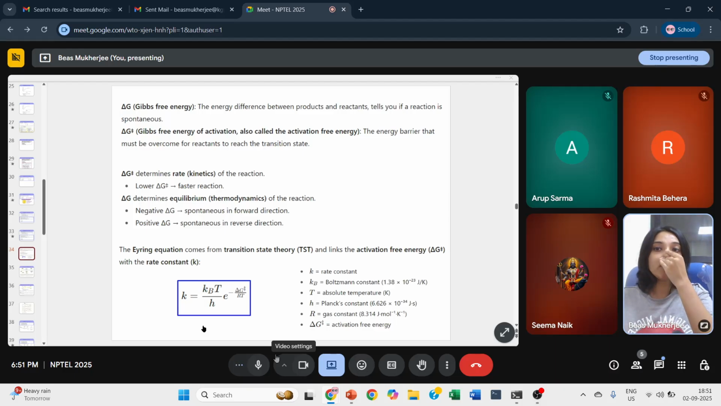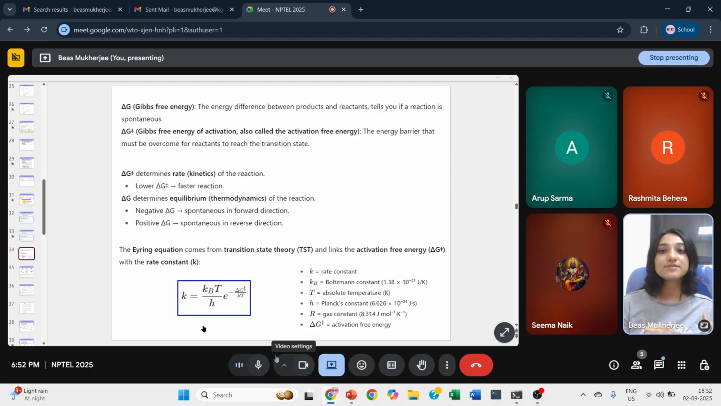Okay. Now, we come to this delta G and delta G double dagger. So, delta G actually gives free energy and delta G double dagger is the activation energy. Enzyme decreases the activation energy. Okay. And there is something which is called the Eyring's equation.